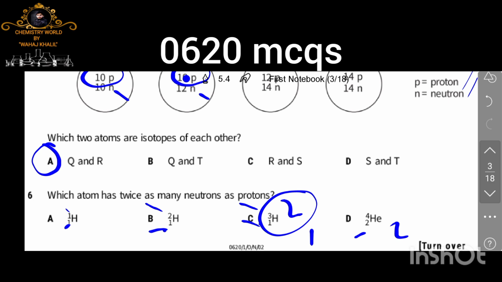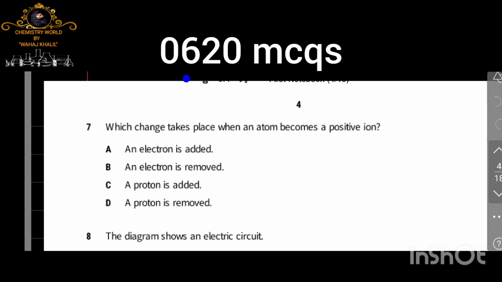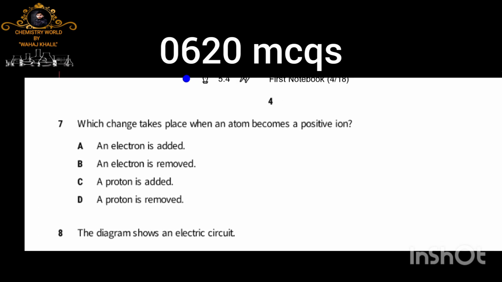Next one is MCQ number 7. Which change takes place when an atom becomes a positive ion? Positive ion means cations. So cations are formed when an electron is removed. So it's option B.